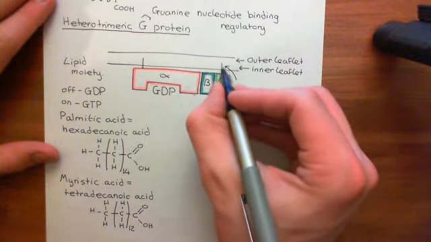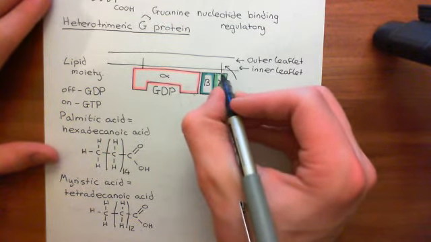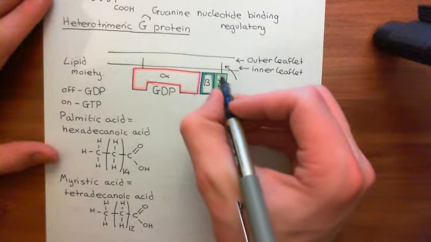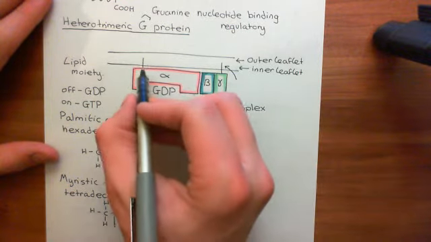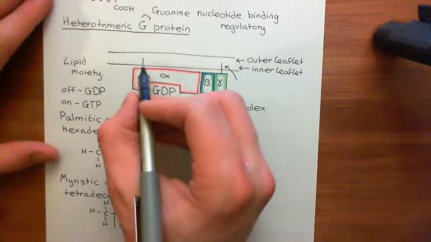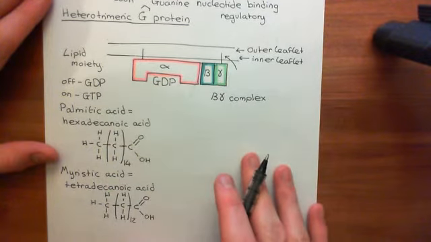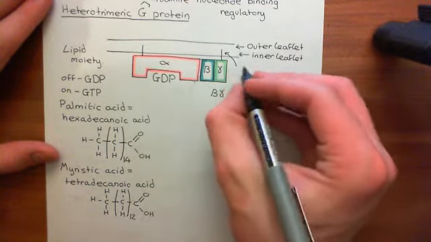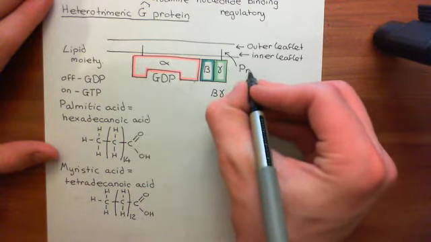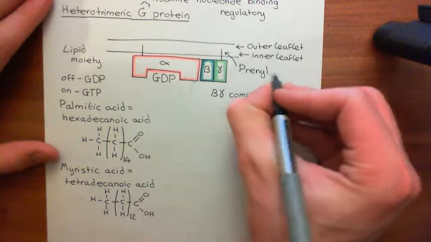Now, this is a much more complicated lipid moiety that is attached to the gamma subunit than the lipid moieties that we've seen we can have attached to the alpha subunit. Okay, so we're not going to go into the structure of this lipid moiety. It's what's known as a prenyl group, if you're interested.